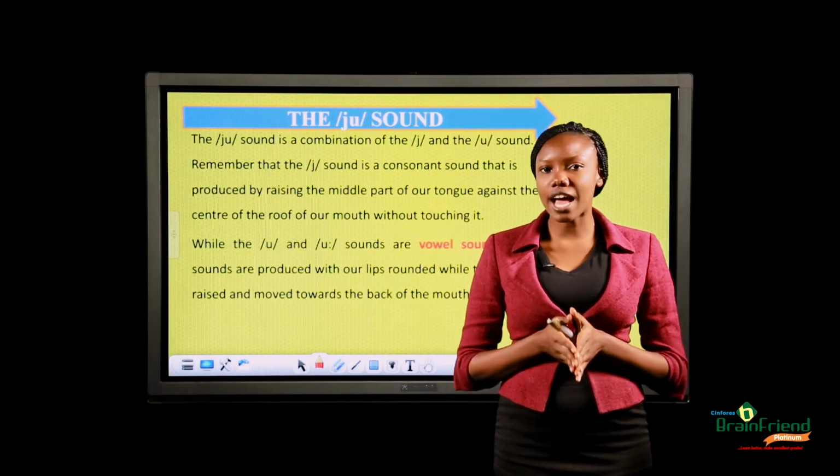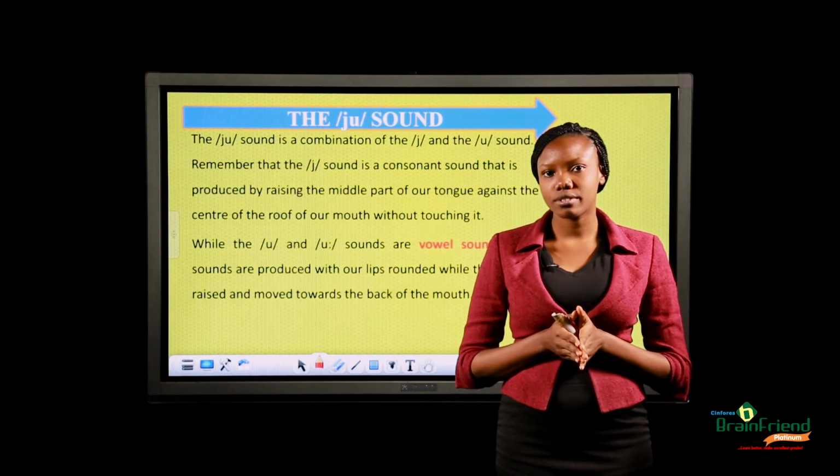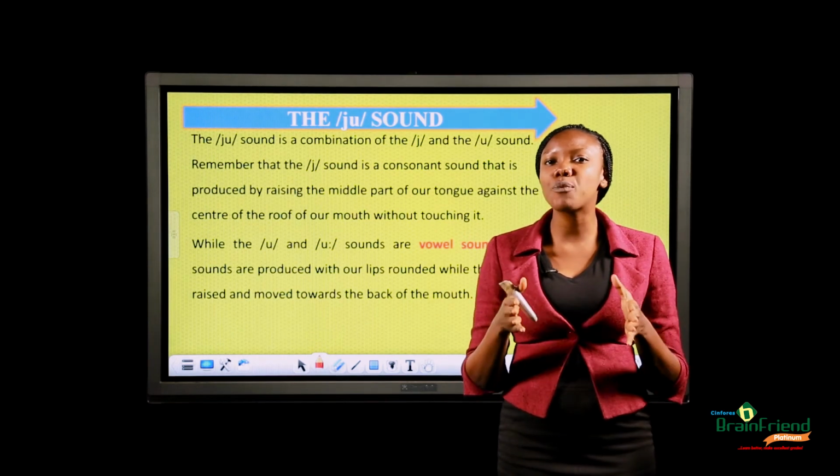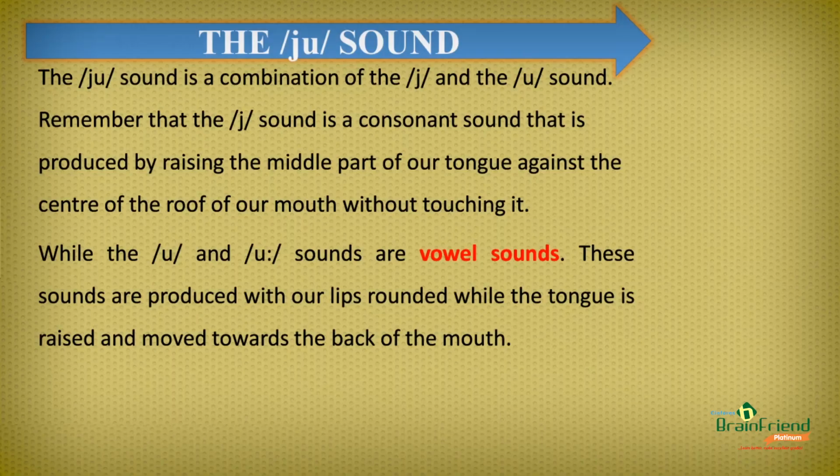The j sound is a combination of the y and u sound. Now let's take a look at how we can pronounce these sounds separately. The j sound is a consonant sound that is produced by raising the middle part of your tongue against the center of the roof of your mouth without touching it.